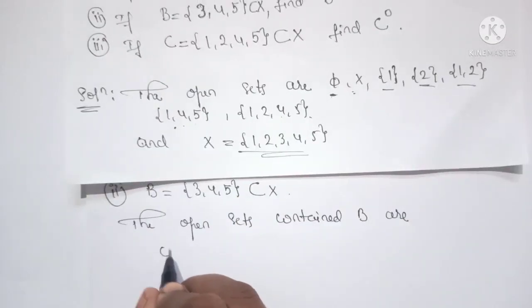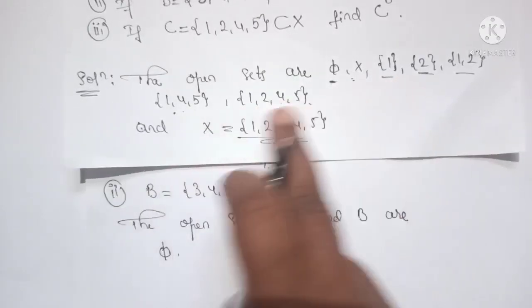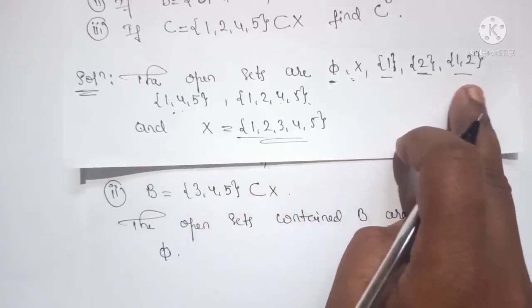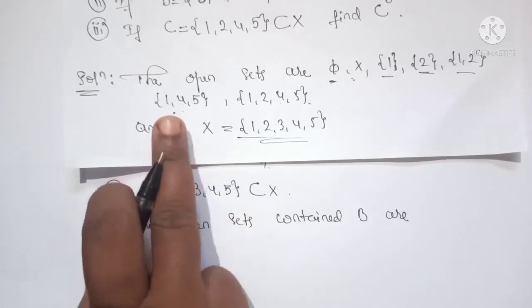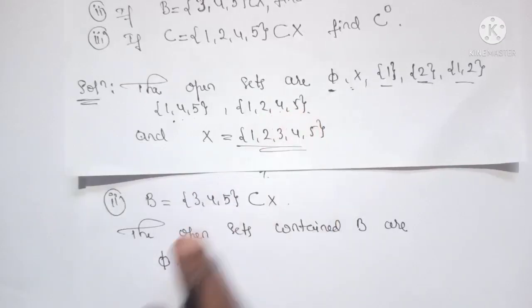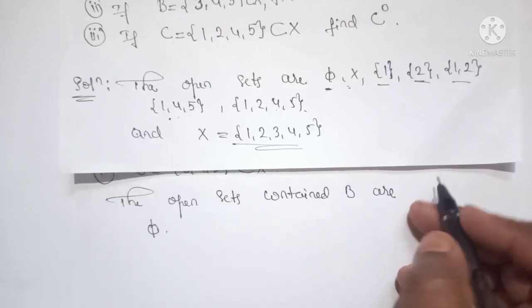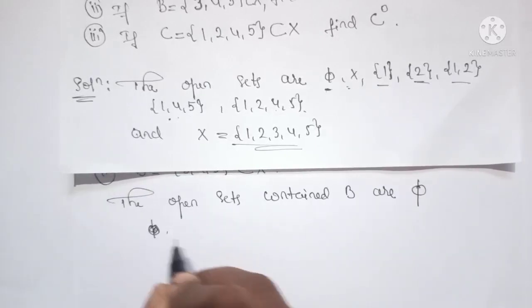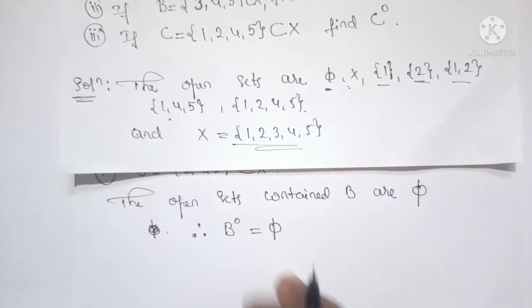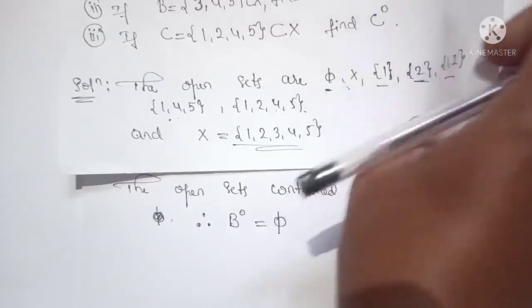First one, obviously the null set. Second, you can observe that 1 is not a subset of this B. 2 is also not a subset. Even this one is not a subset. 1 4 5 is again not a subset, and this one is also not a subset. So the only open set contained in B is the null set. Therefore B interior is equal to the null set, because the union of the null set is again the null set.